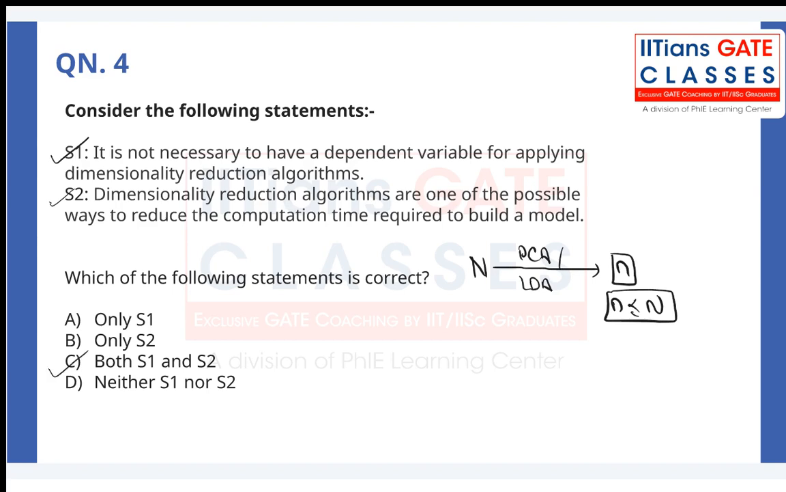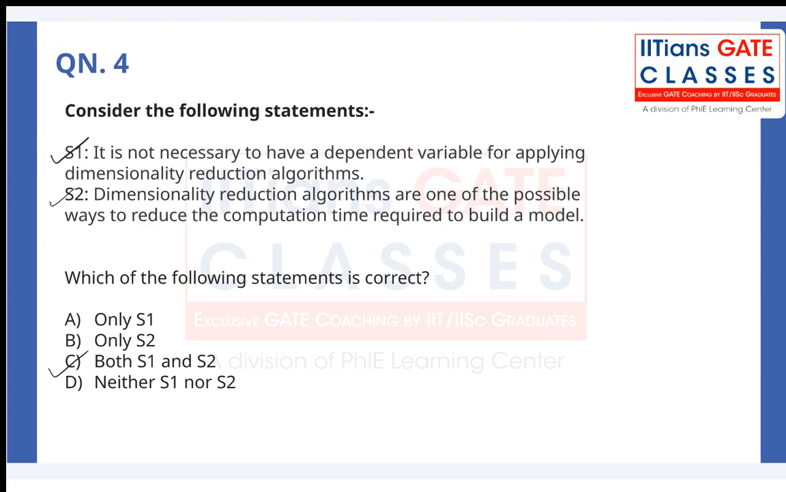Okay, hope you understand. Let me repeat once again so that you get it. Statement S1 was saying it is not necessary to have a dependent variable. Again, try to understand what it tries to say. If I tell you that you want to do PCA, and I tell you this is a dependent variable, you will tell me, hey Aditya, I don't need a dependent variable to do PCA. But if I was doing LDA, then I would maybe need it. So it is not necessary to have a dependent variable for applying dimensionality reduction algorithms is correct.